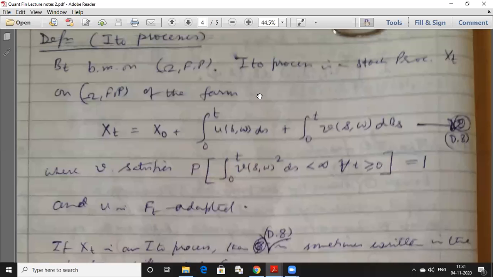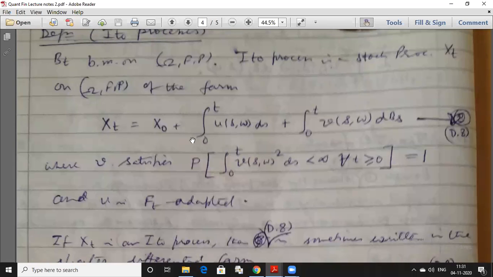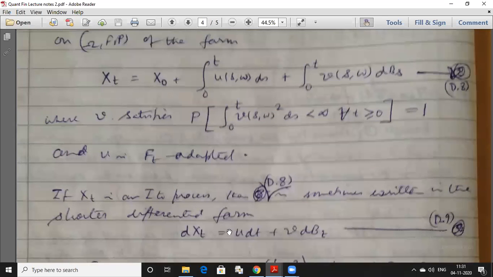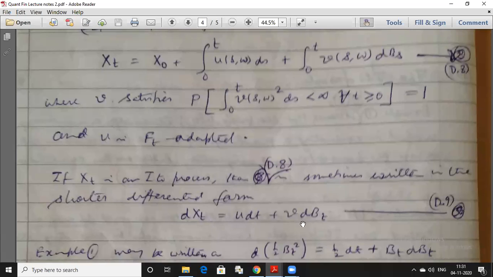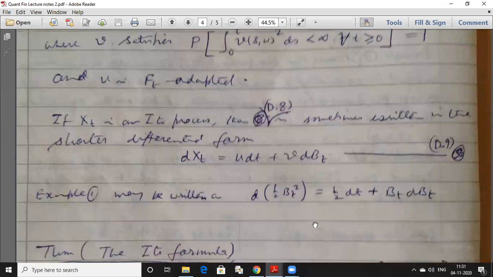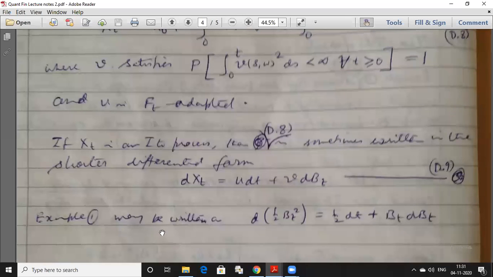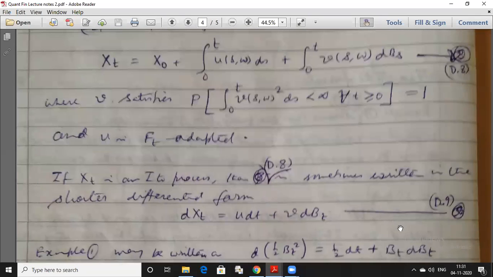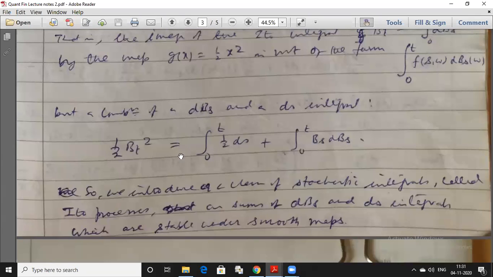So the definition of the Ito process is through the integral actually here, as in this equation, Xt equal to X naught plus u ds integral plus v dB integral with restrictions on v and u, but we sometimes write it in this shorthand as dX equal to u dt plus v dB. In our earlier example, the original simple example, I can write it in this form that d of half Bt square is half dt plus Bt dBt, because that's what the integral was. This is what we have. Half Bt square is half ds ds dt.